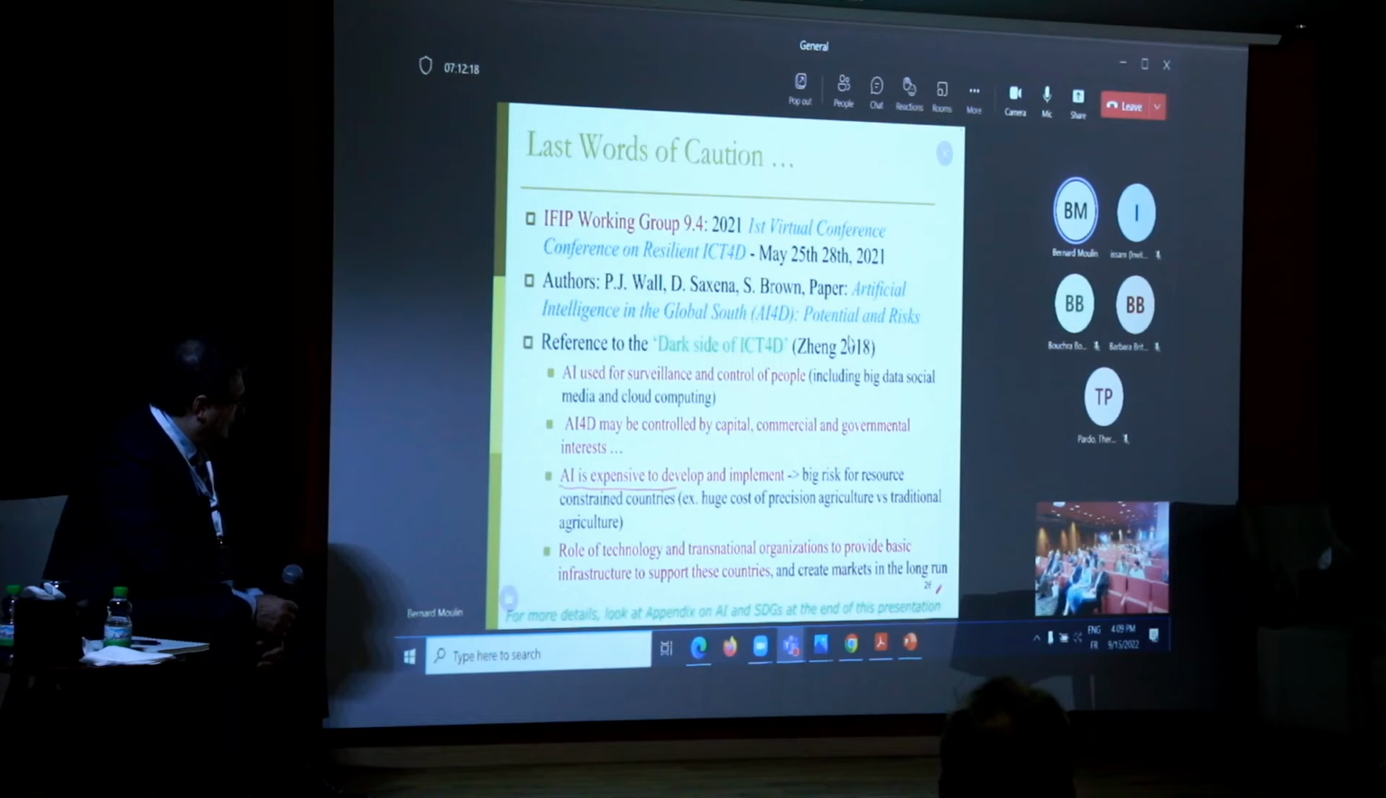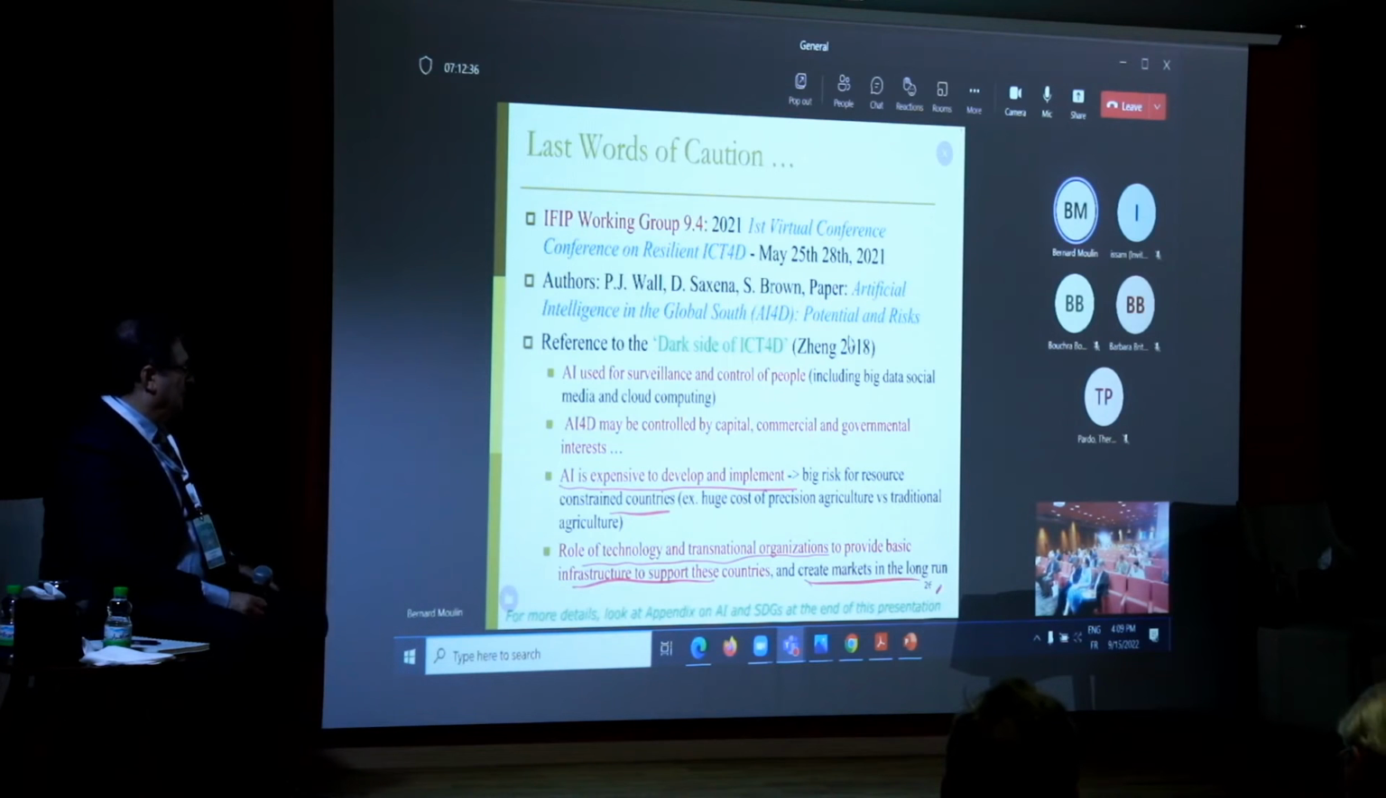AI is expensive to develop and implement. There are big risks for resource-constrained countries like yours. And the role of technology and transnational organizations to provide basic infrastructures to support these countries is something very important, and also to create markets in the long run for them.